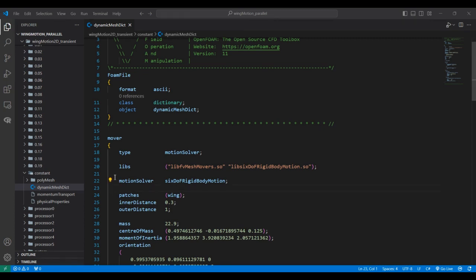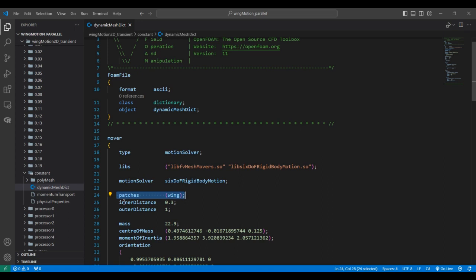Starting with the dynamic mesh dictionary, first we define the type and the libs. In the type I define it as the motion solver, and in the libs function I define the library that I want to import. Next we define the solver as the 6 degree of freedom motion. Additionally, we define the patch as the wing that we want to study in the simulation.